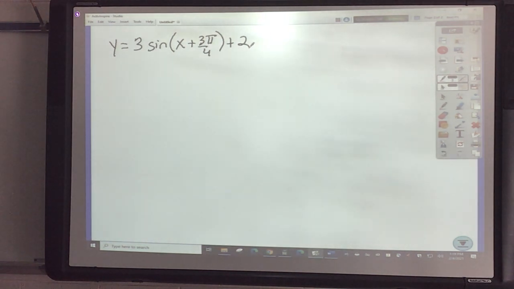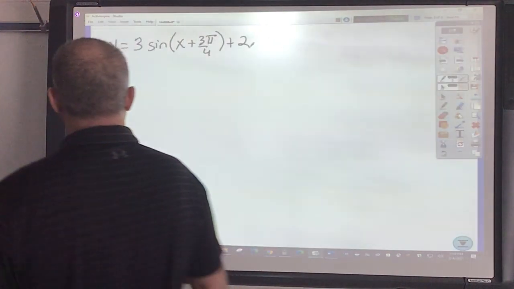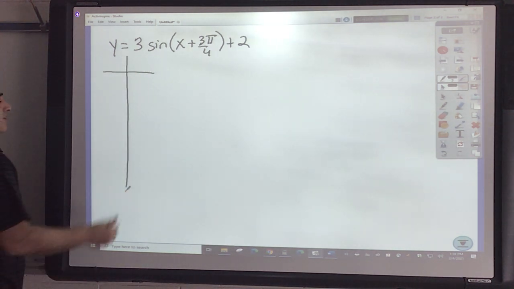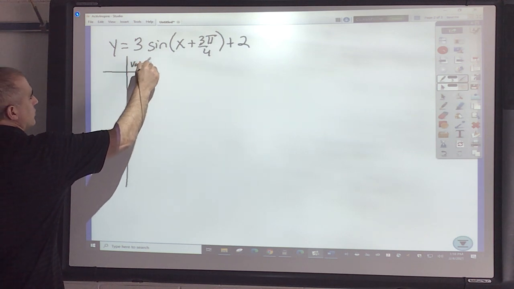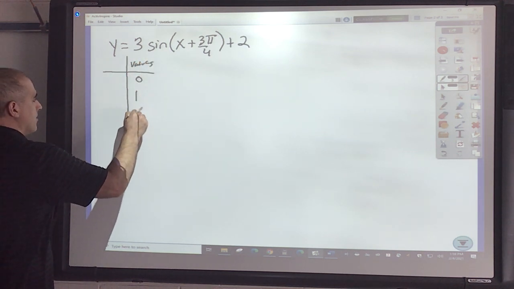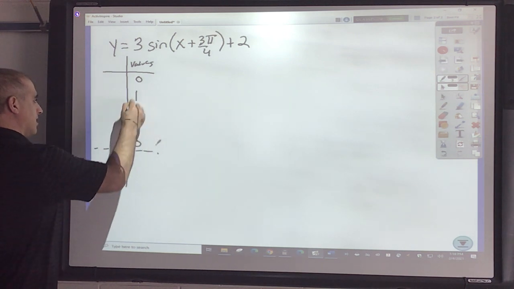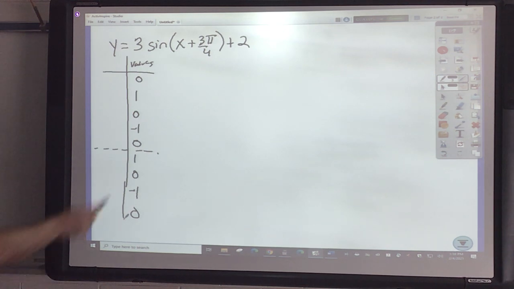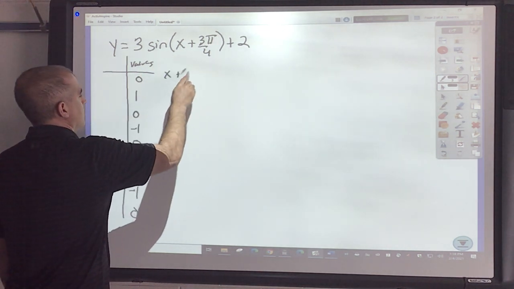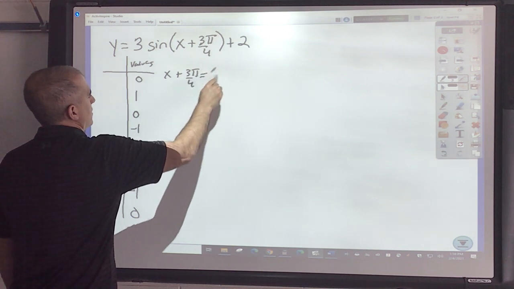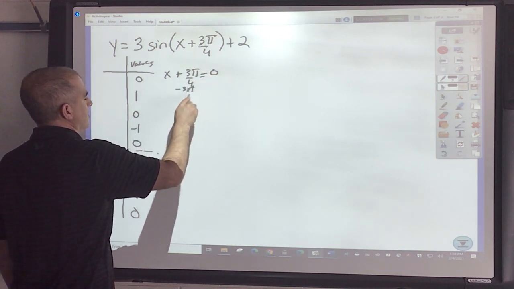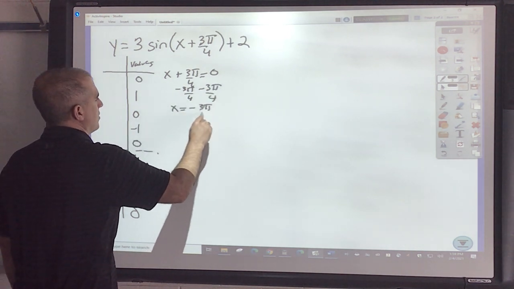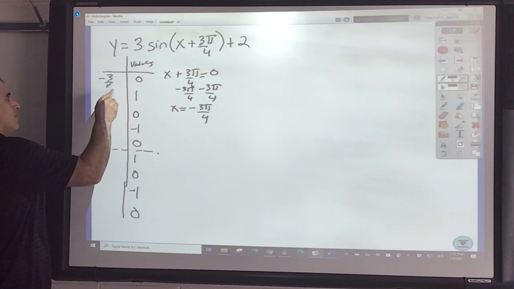All right, so I want to start with my sine values. With sine, the values would start as 0, 1, 0, -1, 0, and keep the pattern going 1, 0, -1, 0. Okay, no problem there. All right, I want to find my starting value. So I set this equal to 0, and I solve. Well, this is pretty easy. I'm just going to subtract. So it's x equals -3 pi over 4. That's my starting value.